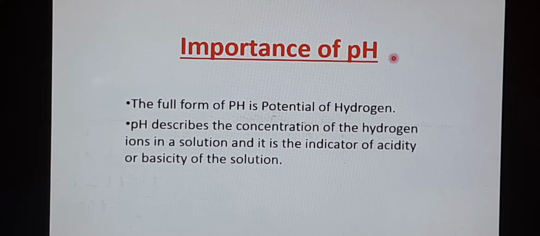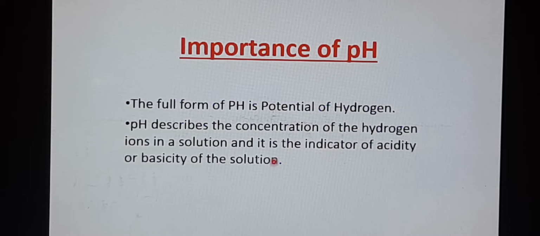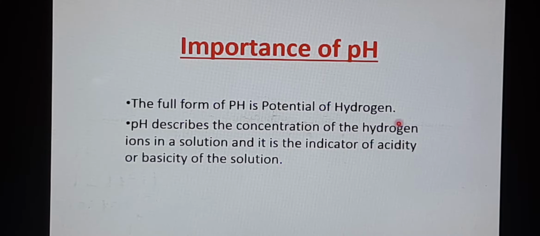So let's understand this pH in a better way. The full form of pH is potential of hydrogen. Potential means the concentration of hydrogen, or how many hydrogen ions are present in a particular substance. So pH describes the concentration of hydrogen ions in a solution, and it is the indicator of acidity or basicity of a solution. This we have already discussed while we discussed the indicators of acids and bases. Basically, pH tells us the concentration of hydrogen in a particular substance.